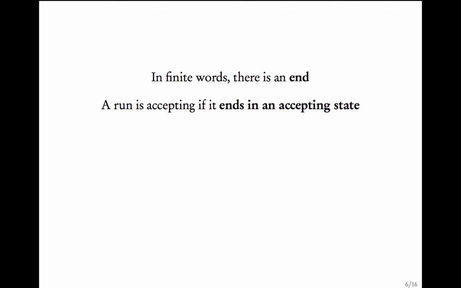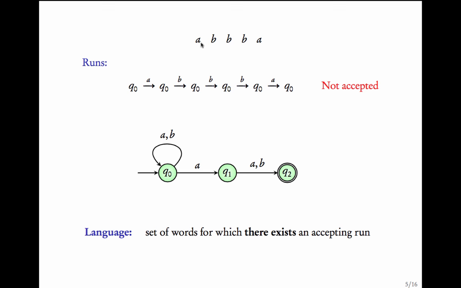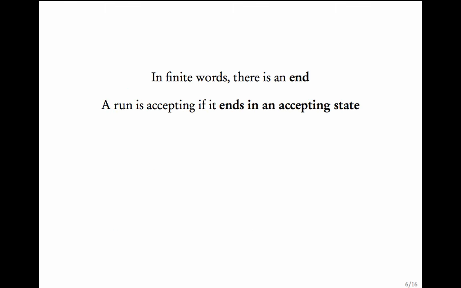In the case of finite words, you have an end. For example, for this word, the end is here at A. And hence we could talk about runs which end after reading this letter. We can say that a run is accepting if it ends in an accepting state.